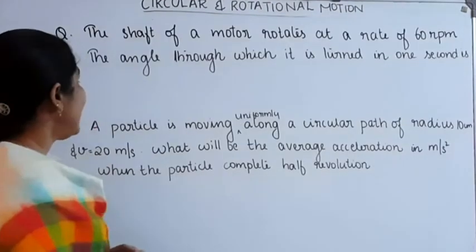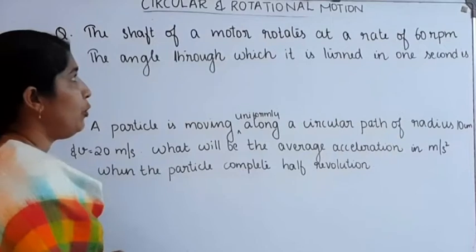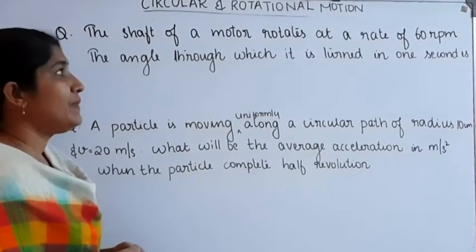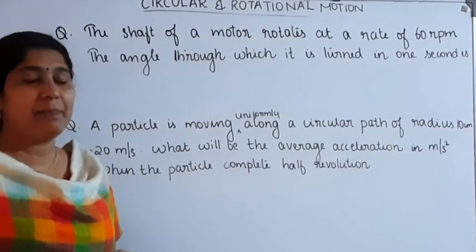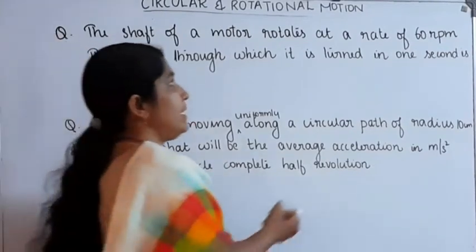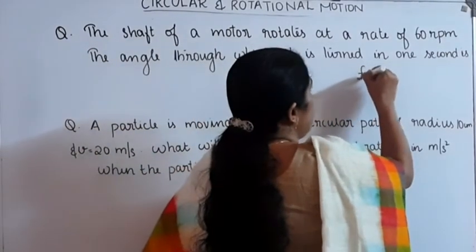Okay, our next question. The shaft of a motor rotates at a rate of 60 rpm. 60 rpm means frequency. Frequency f is equal to 60 rpm.